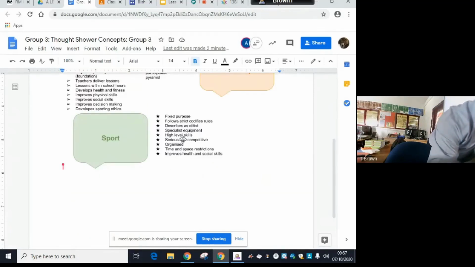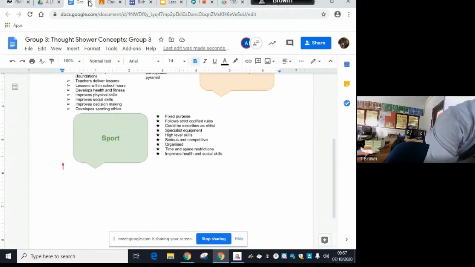Sport, fixed purpose, follow strict codified rules. Just change that to codified rather than codifies. Described as elitist, could be described as elitist. Okay, so be careful not to make a huge generalization, because I can go and do football and I might not be elite and no one would say that I'm elitist, but then I could play professional football and then it would be elitist. Serious and competitive, organised, time and space restrictions, improves health and social skills.